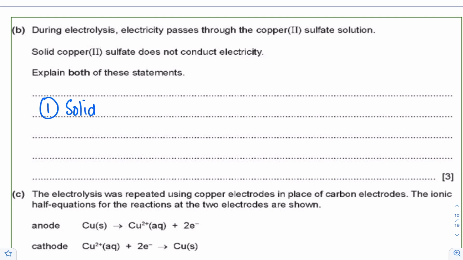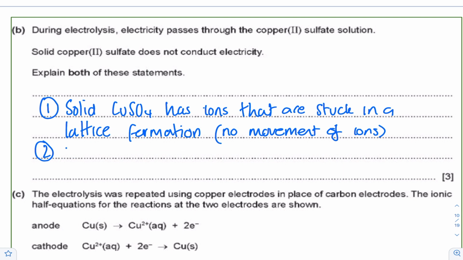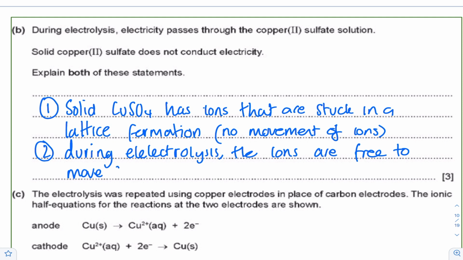So the first one, you're comparing solid CuSO4, and we say has ions. We always need to talk about the ions that are stuck in a lattice formation. If you want to add as well, no movement of ions. Then to compare the second one, during electrolysis, the ions are free to move, so they can carry electricity.